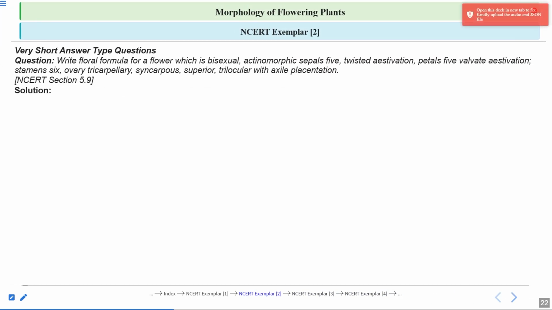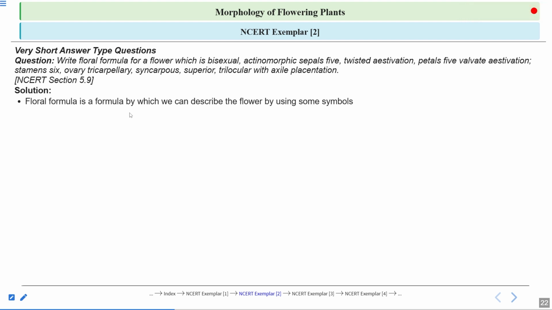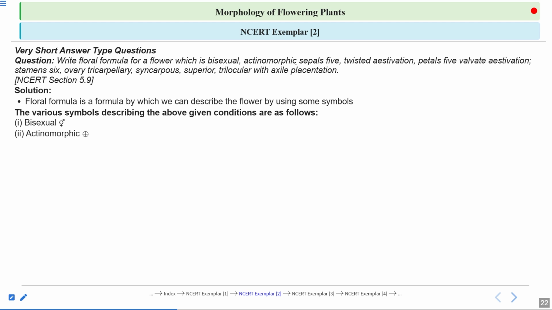This was our question. And so floral formula is a formula by which we can describe the flower by using some symbols. Yes, you all know that. We use some symbols, right? To represent the petals, sepals, androecium, gynoecium, right? So the various symbols describing the above given condition are as follows. Bisexual. They have given that it is a bisexual flower. So for bisexual, you will use this symbol. Actinomorphic. For actinomorphic, you will use this symbol.